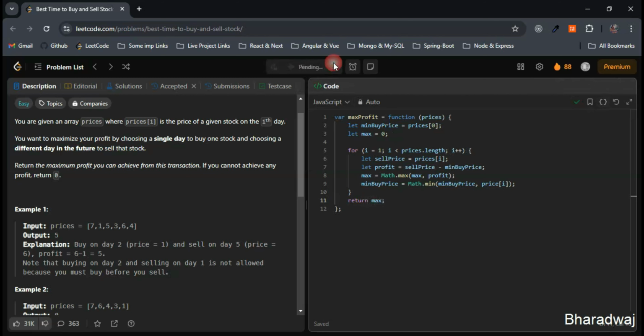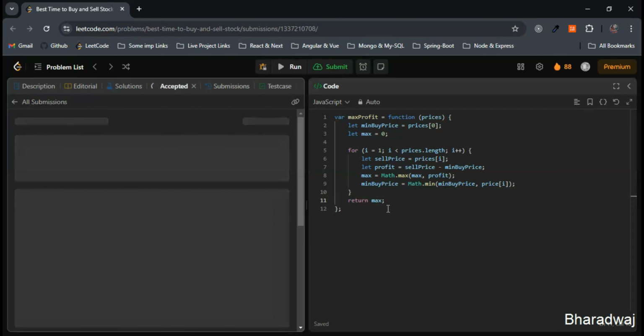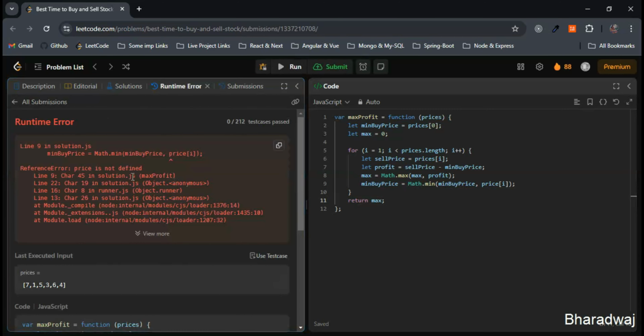I'll just format this and hit submit. Let's wait for some time. It says price is not defined. I have given prices, I think. Just give me a second.